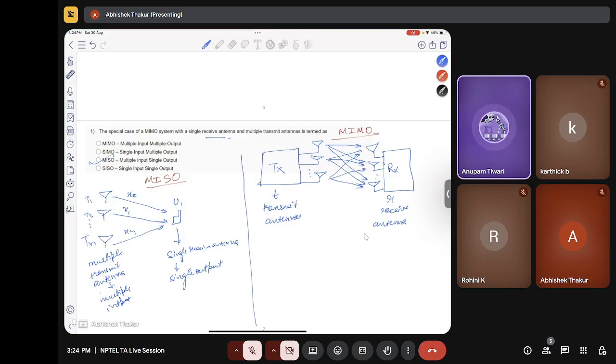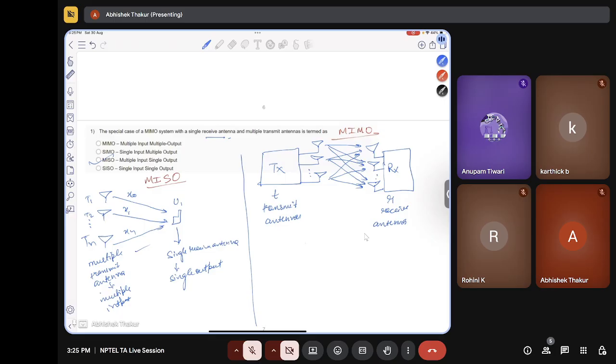So, sir, can we say any mobile in our hand is a MISO because it has only one receiver? No, no. Nowadays in mobiles also there are multiple receive antennas. But if the mobile has one antenna, then we can say MISO. Nowadays in a single mobile device there can be multiple receive antennas as well as multiple transmit antennas. But if it has a single receive antenna, then we can say it is a MISO.